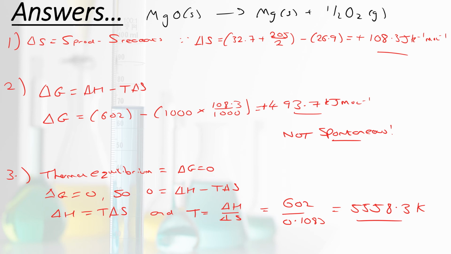Now the key thing, much like with enthalpies, is we have to look at our mole ratios. So if we have 2 lots of something, we multiply it by 2. If we have a half of something, we divide it by 2. And so we have the 32.7 joules per Kelvin per mole of the magnesium plus the 205, but divided by 2 for the oxygen, because it's a half O2 in our equation. We then take away our reactant entropy, which in this case is just the magnesium oxide, 26.9 joules per Kelvin per mole. And this gives us our entropy change as positive 108.3 joules per Kelvin per mole.